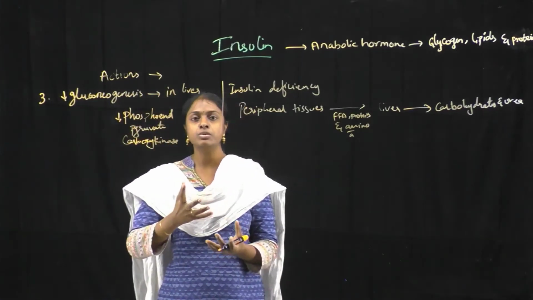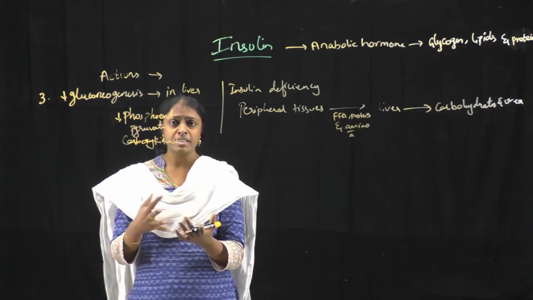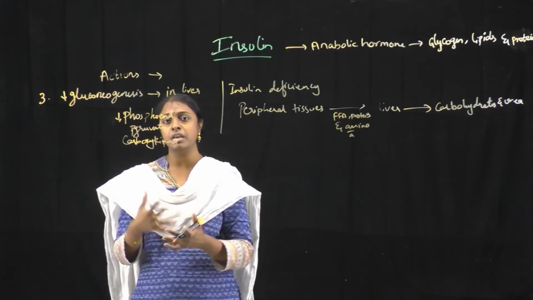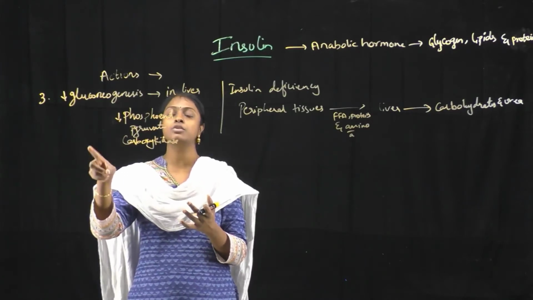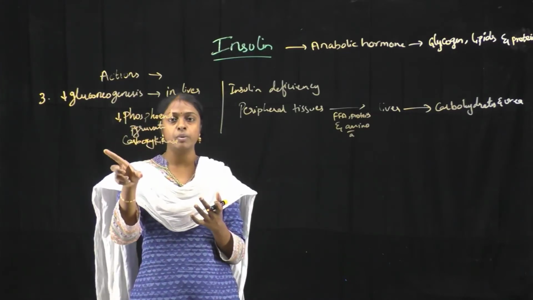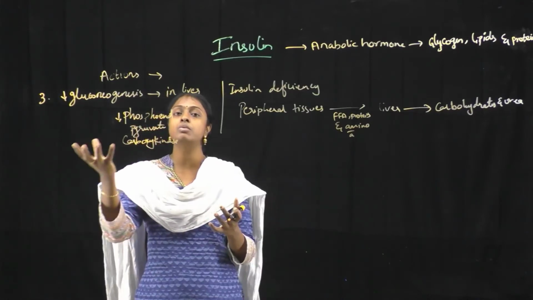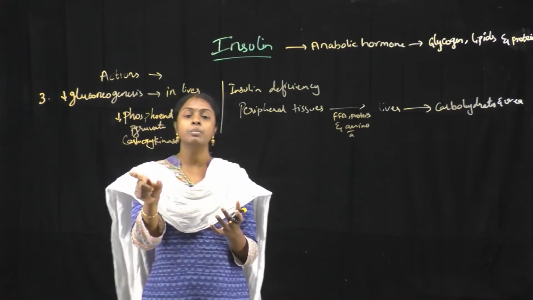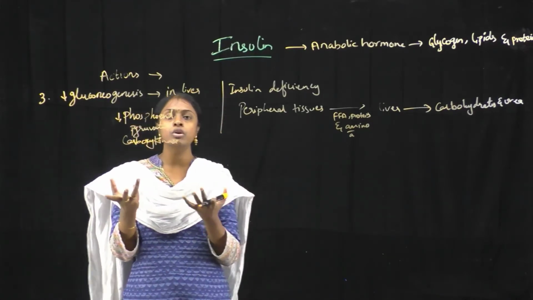So how is it doing this? When we are taking any foods with fats, free fatty acids and with proteins and everything, it will go into the liver and it will inhibit the synthesis of phosphoenolpyruvate carboxykinase. When it is inhibiting this one, amino acids won't be converted into carbohydrates or urea. So there won't be any gluconeogenesis.